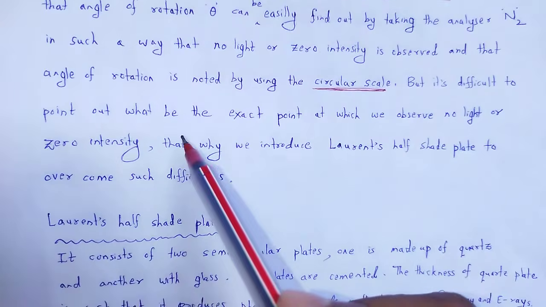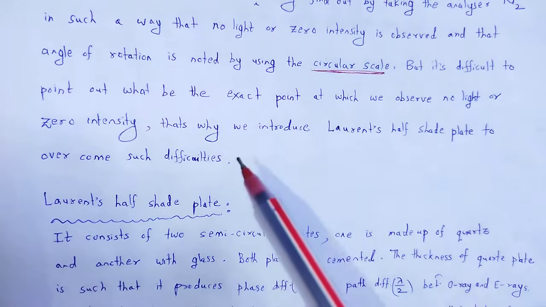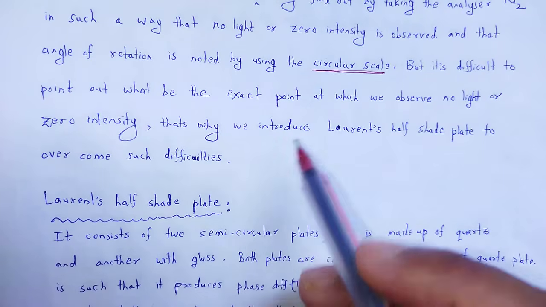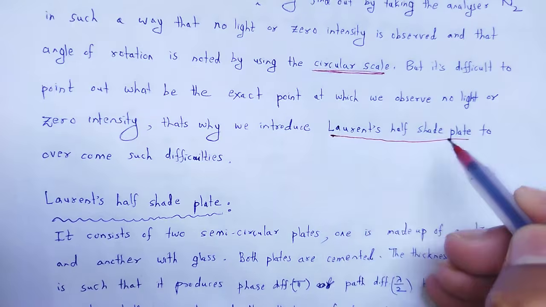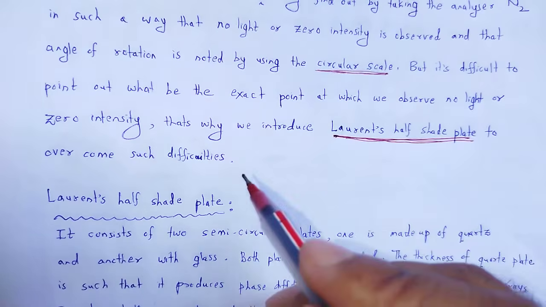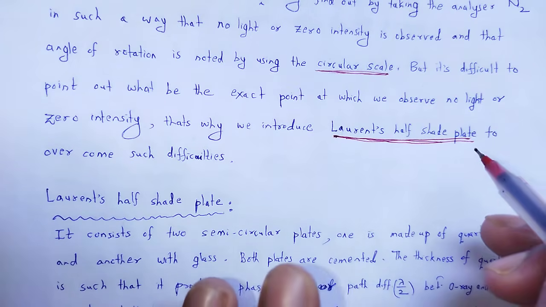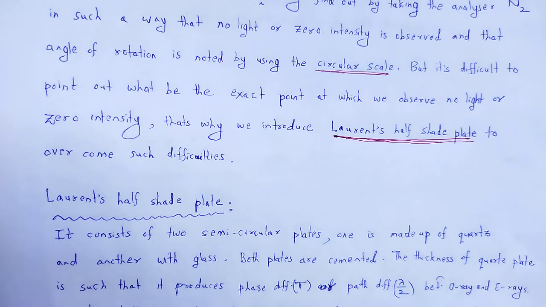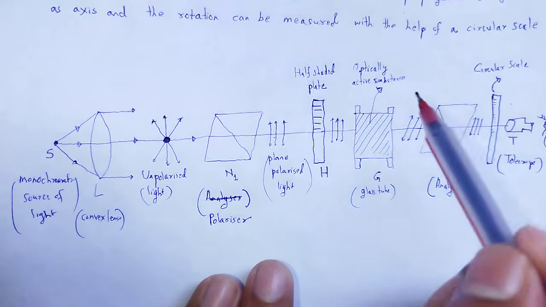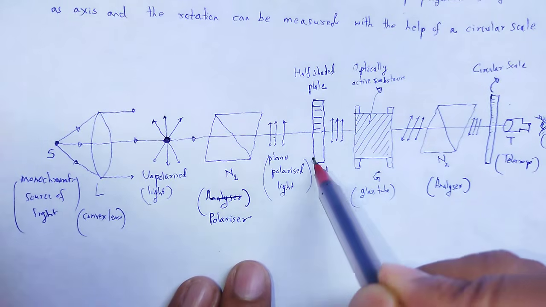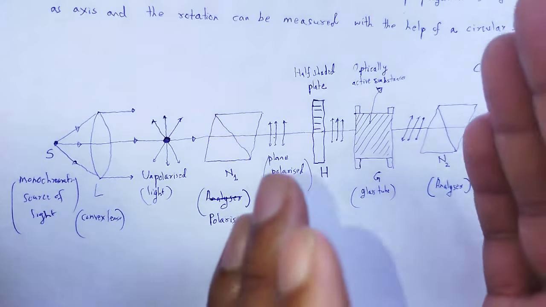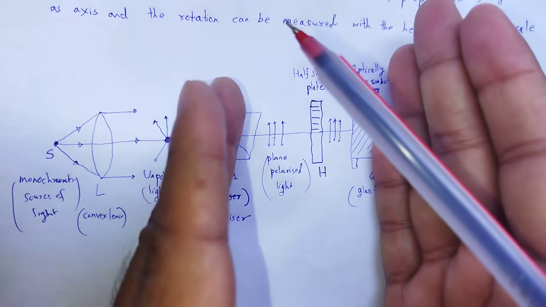But it is difficult to point out the exact point at which we observe no light or zero intensity. That is why we introduce Laurent's half shade plate to overcome such difficulties. By using Laurent's half shade plate, we can easily point out the exact point at which we can observe zero intensity or no light. So we introduce Laurent's half shade plate in between the polarizer and the glass tube.